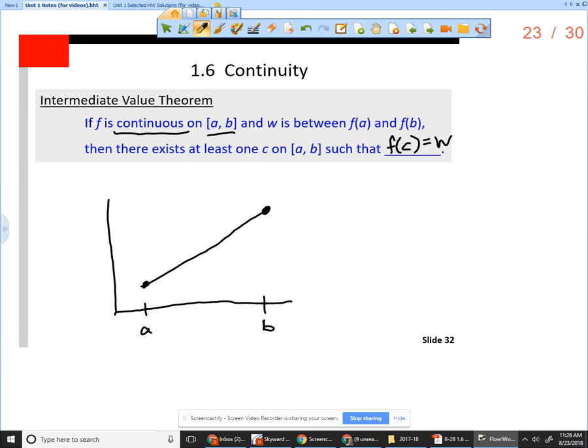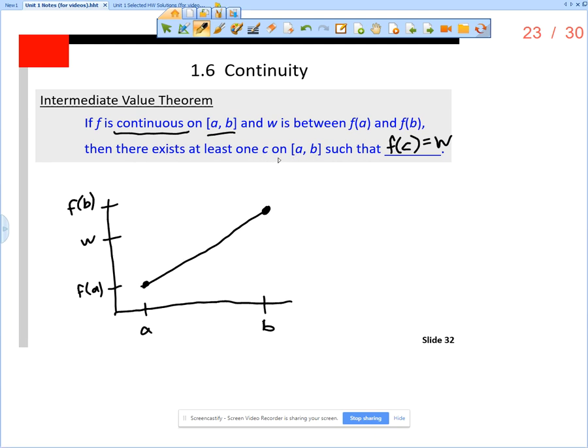All right. So now let's continue. It says, and W is between f of A and f of B. Well, what is f of A? That's the y value here. What is f of B? That's the y value here. W is some y value in between f of A and f of B. Then there exists at least one C on A to B. So what does that mean? That C is an x value happening somewhere between A and B. So C is right here.